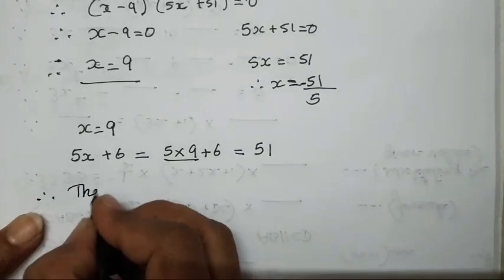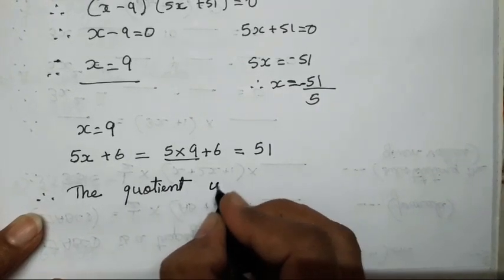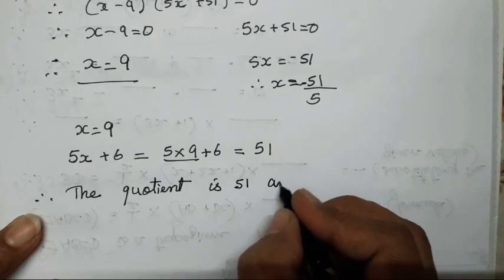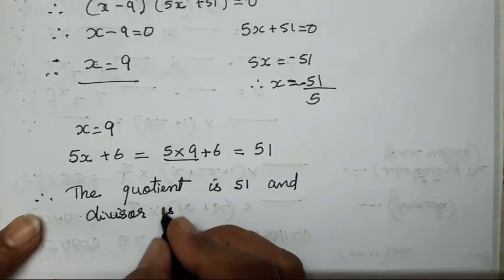So, therefore, directly you all can do it. No need to write the complete step. It can be done orally also, but many of you all don't understand. Therefore, I have to write it. And the divisor is 9.